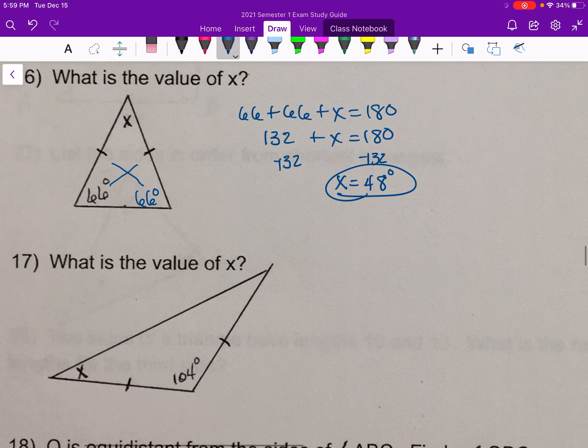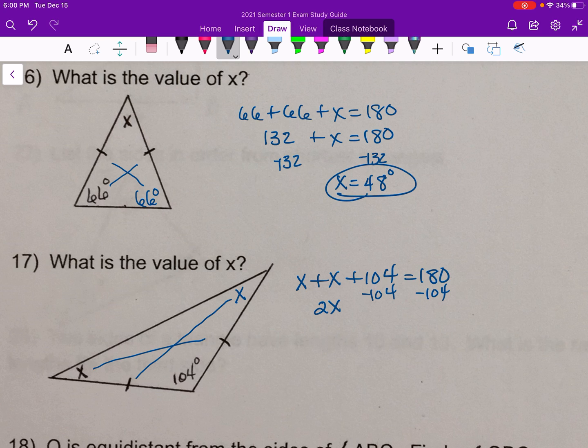We're going to use the same facts for the next one, but a little different results. The angles across from the equal sides are equal. Write our equation and solve. I'm going to go ahead and subtract that 104. So I get 2x is 76. Divide by 2. X is 38 degrees this time. Both of those use the fact that we have isosceles triangles.